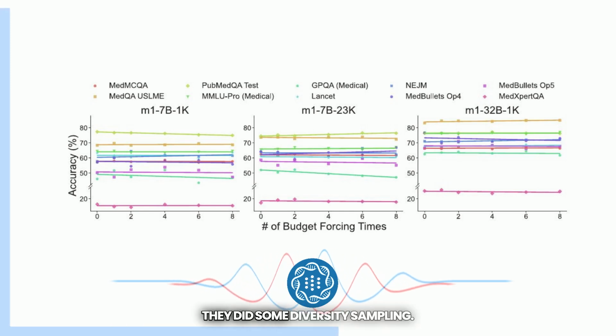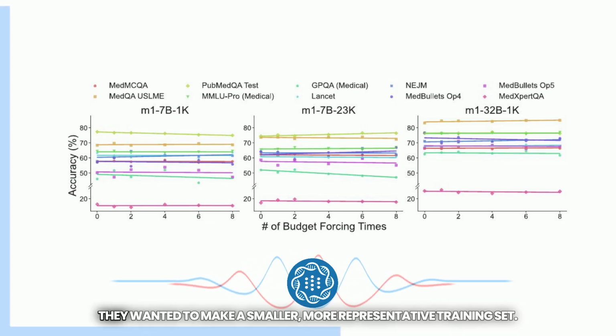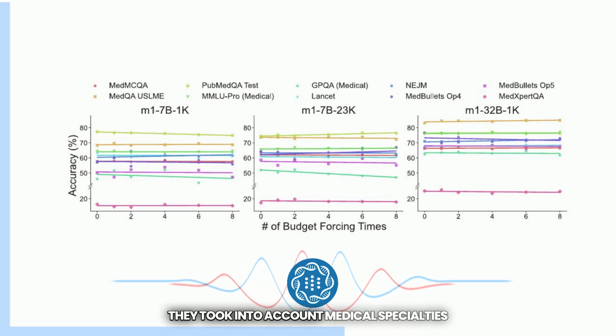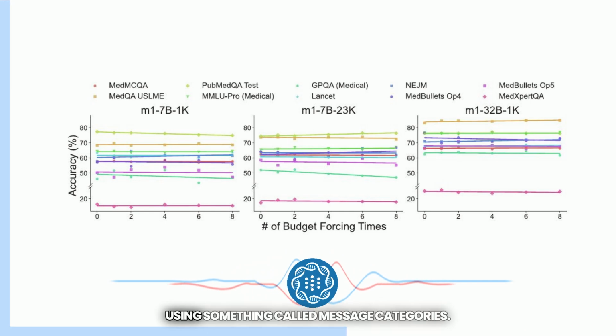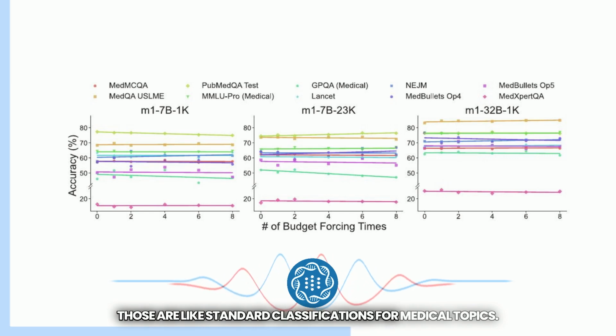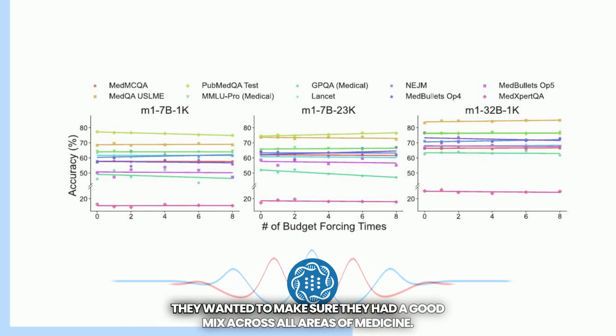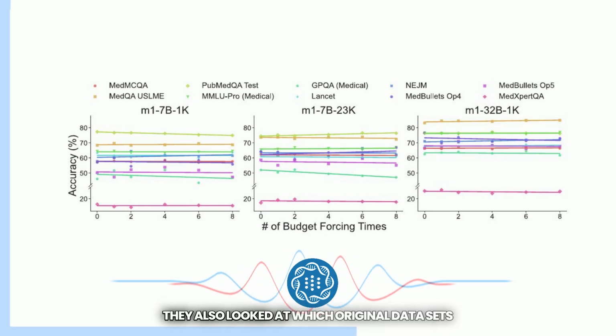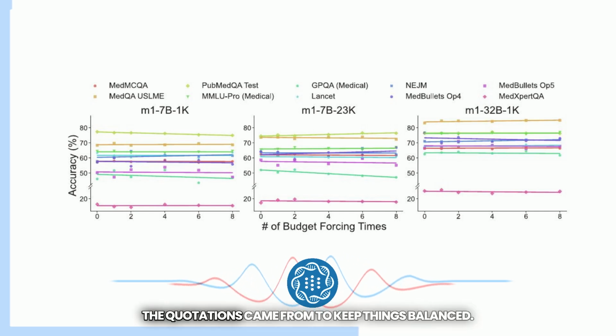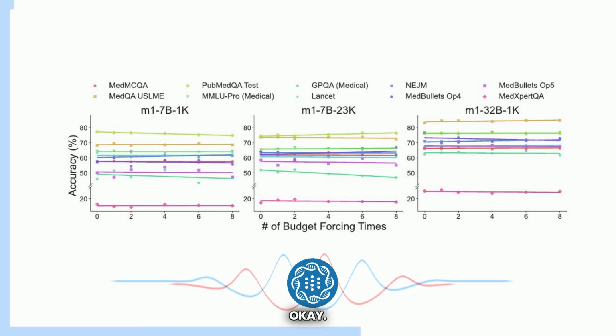They did some diversity sampling. They wanted to make a smaller, more representative training set. They took into account medical specialties using something called MeSH categories. Those are standard classifications for medical topics. They wanted to make sure they had a good mix across all areas of medicine. They also looked at which original data sets the questions came from to keep things balanced.